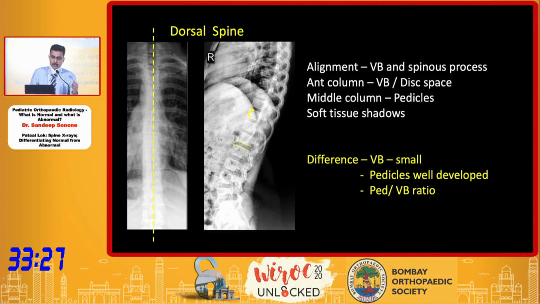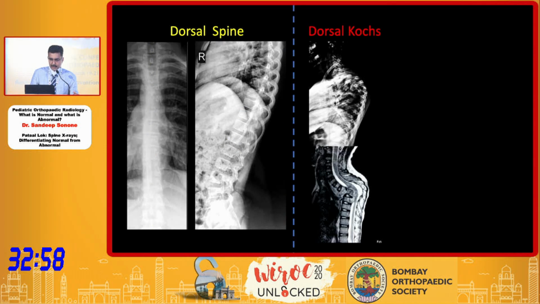You need to make a note of the alignment, the vertebral bodies and the spinous processes, the anterior column which indicates the disc space and the bodies, the middle column the pedicles and the soft tissue shadows. One important thing in the pediatric age group is that although we feel that the pedicles are small, if you compare the diameter of the pedicles to the vertebral bodies, they are quite big. So there's a reversal of ratio between the pedicle and the vertebral bodies, which works to our advantage whenever we are planning instrumentation.